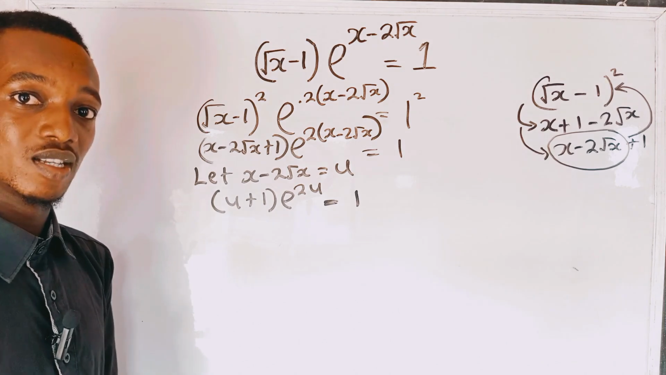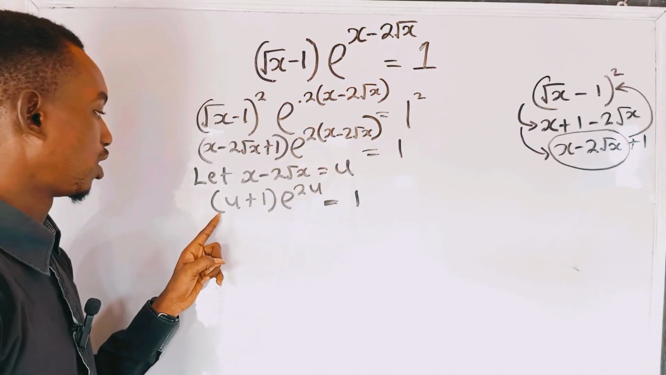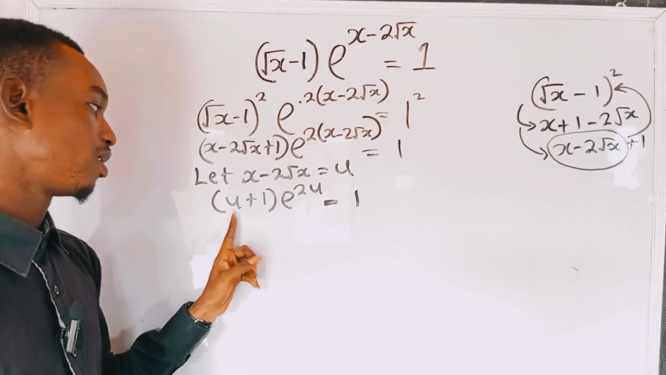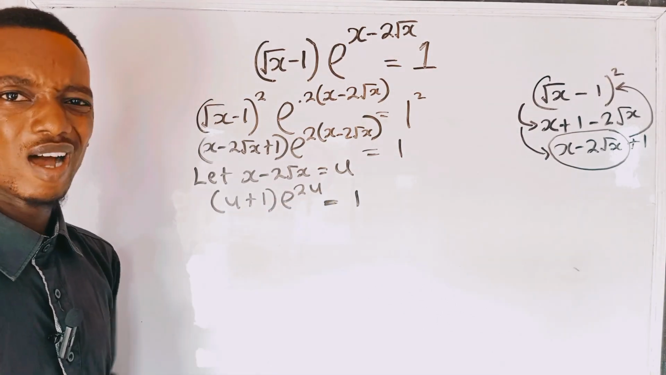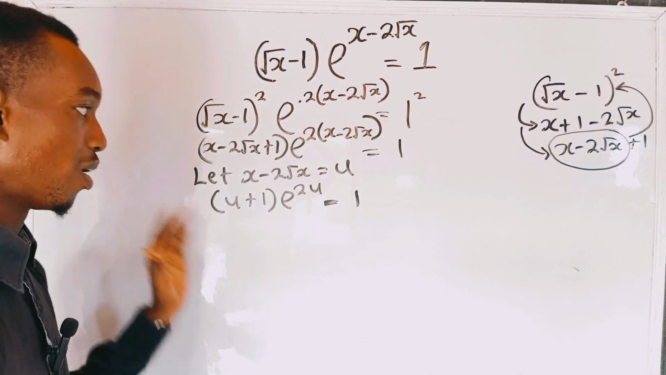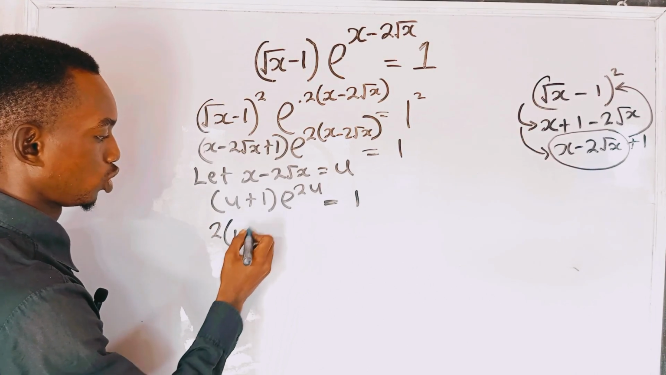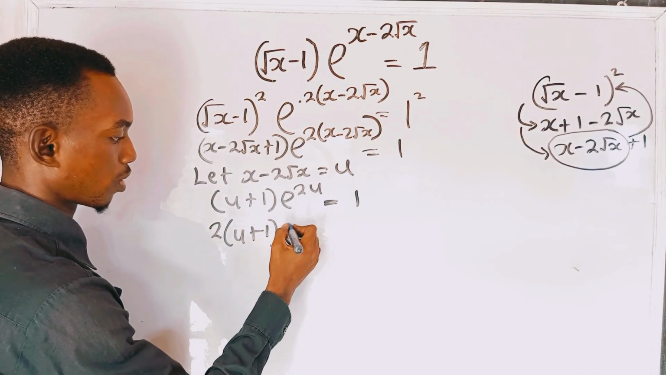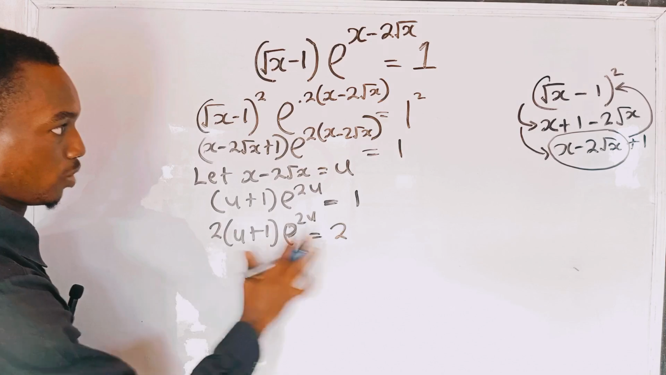Now, what is the difference? Here has a 2. It has a coefficient of 2, but here does not have a coefficient of 2. That means u here must have the coefficient of 2 for them to be exactly the same way. How do we do that mathematically? Very simple. Multiply both sides by 2. So we have 2u plus 1 e raised to power 2u equals to 2 times 1 will give us 2. Then we expand the bracket.